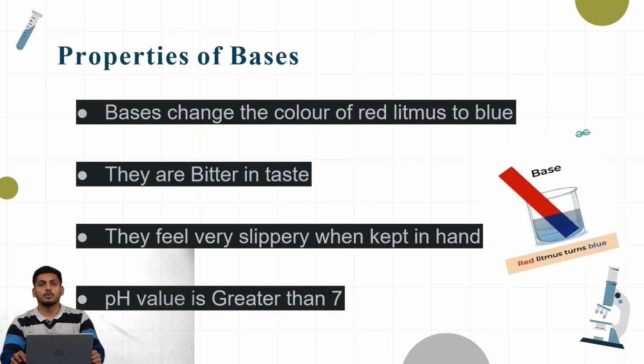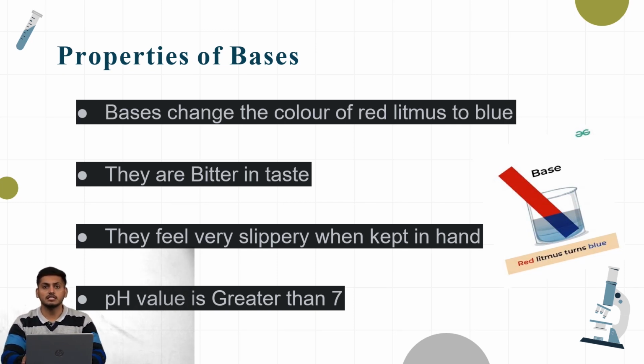Now we come to the properties. The first property of bases is that they change the color of red litmus to blue. But if we talk about acid, it is vice versa. It changes blue to red. The second one is that they are bitter in taste. The third one is they feel very slippery when kept in hands.